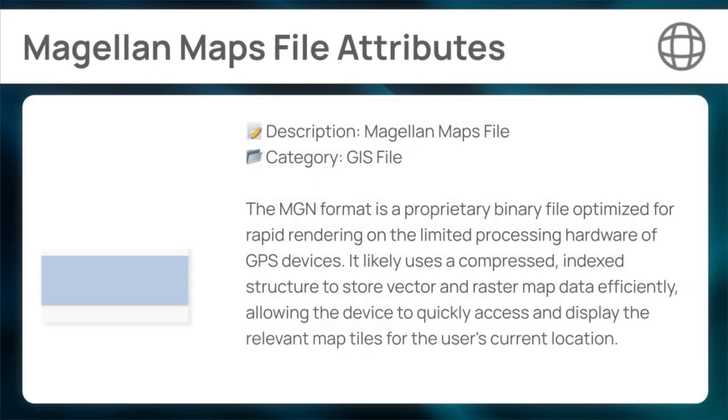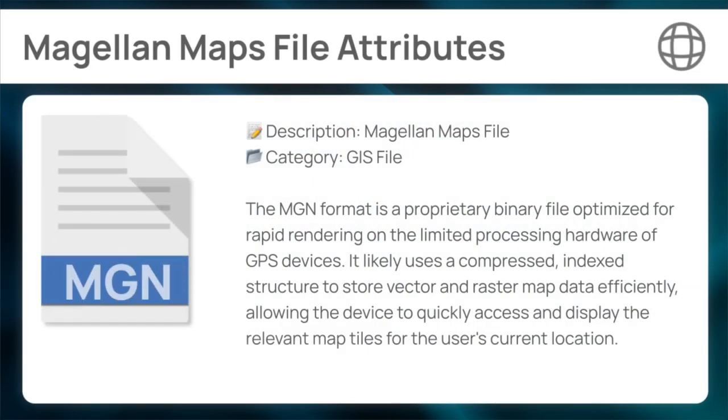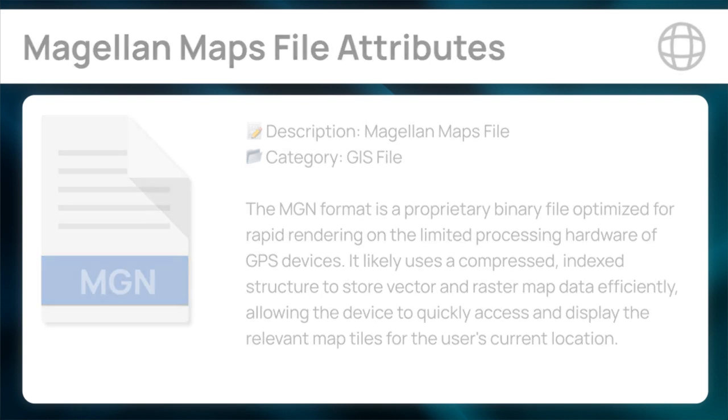The MGN format is a proprietary binary file optimized for rapid rendering on the limited processing hardware of GPS devices. It likely uses a compressed index structure to store vector and raster map data efficiently, allowing the device to quickly access and display the relevant map tiles for the user's current location.